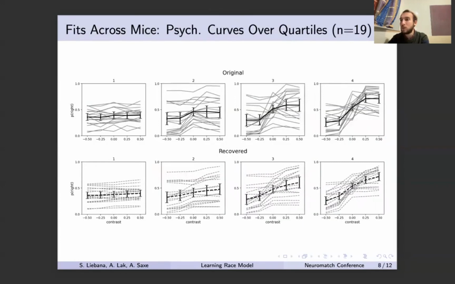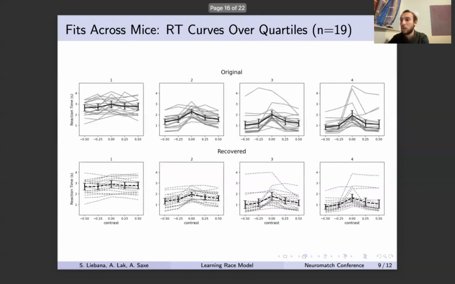From these fits for each mouse, we can calculate the psychometric curves at each trial. If we split all the trials for each mouse into quartiles and average the psychometric curves across the trials in each quartile, across all mice, we see a good agreement between the original metrics calculated purely from behavior and those predicted by the model. Here, the gray lines indicate individual mice, and the black lines are the averages across mice. The same agreement is observed between the reaction time versus contrast curves over quartiles for the original behavior and the model.